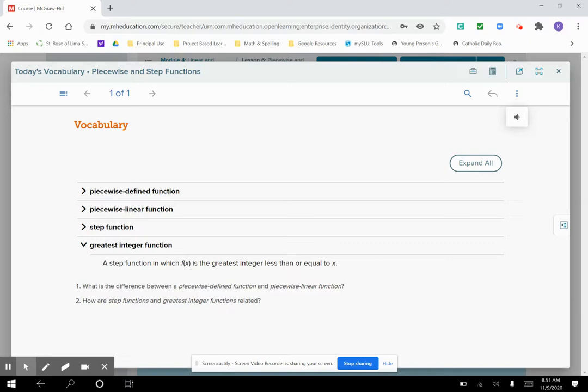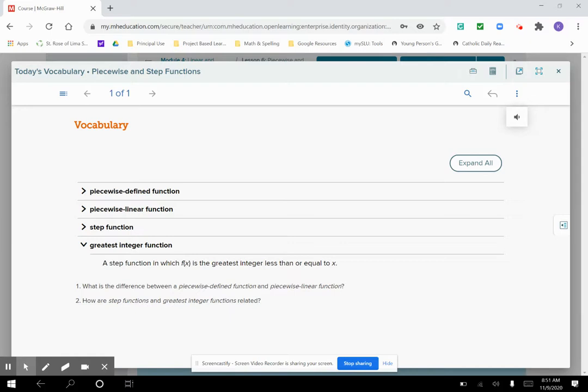I want you guys to think about the two questions on the bottom. What is the difference between a piecewise defined function and a piecewise linear function? Hopefully you notice that a linear function has to be in a straight line, and a defined function is just two defined equations that you graph. And then number 2, it says, how are step functions and greatest integer functions related? Well, they're related because it goes in a step, and y is equal to x. That's how you get that horizontal line.